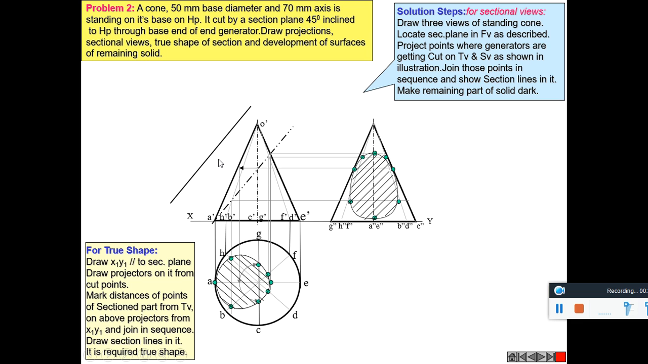To get the true shape, we have to project it perpendicular to this x1 y1 axis. For that, lines are drawn from A dash and these corresponding points perpendicular to x1 y1, and the distance from xy to the top view are marked from x1 y1 as done in previous case. So we get many points. These points are joined using a smooth curve. That portion is also to be hatched. This is the true shape. And we have already understood that cutting a cone using an inclined plane, we get the shape of an ellipse. That's it.